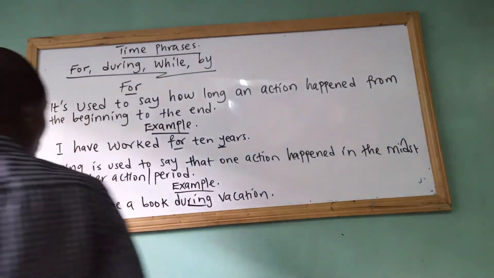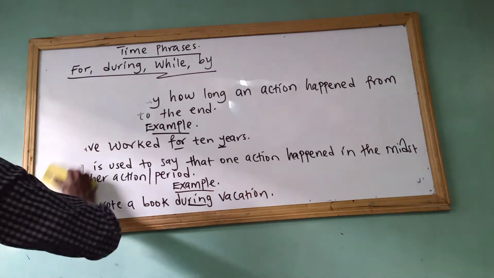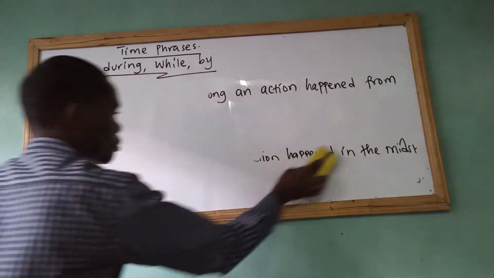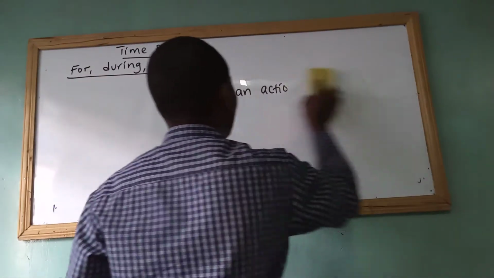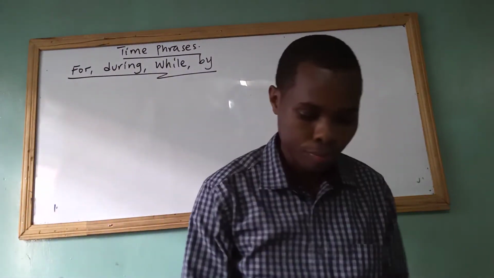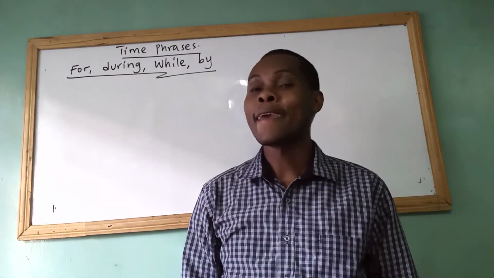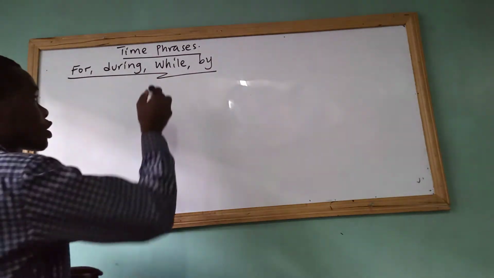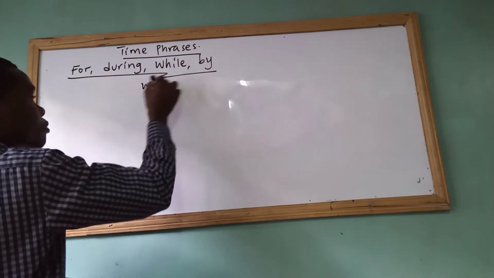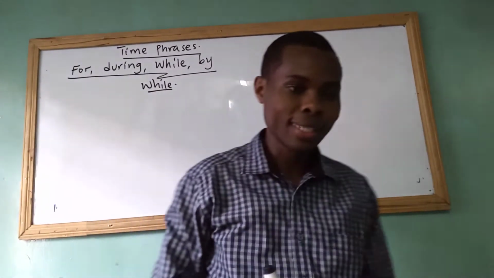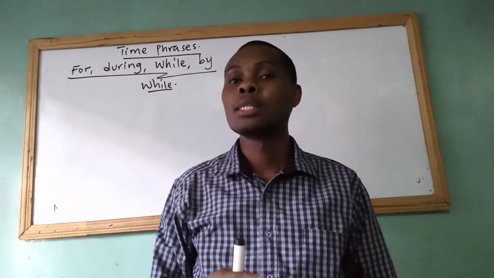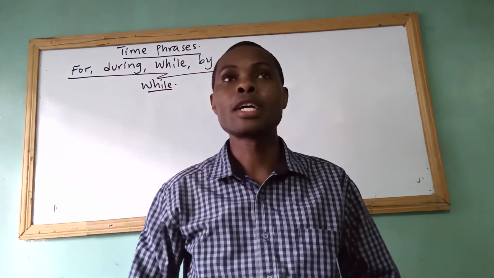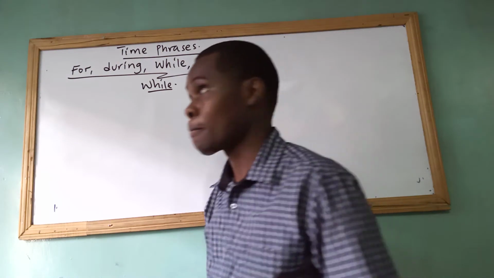While. Now, let's look at how to use while. Of course, I know you've understood how to use for and during. Now, here we are going to look at while as a time phrase. So while is used to say that something happened when you are at a place, or two things happened concurrently, two actions happening concurrently.